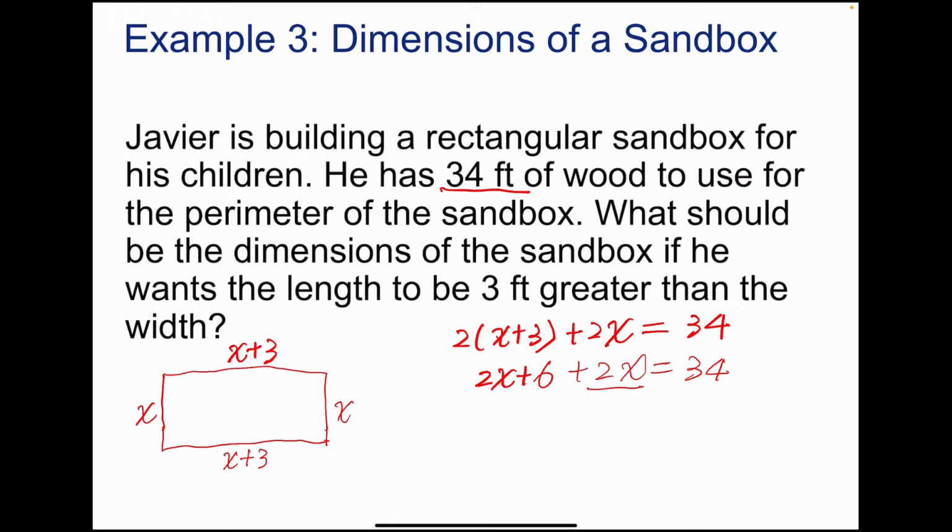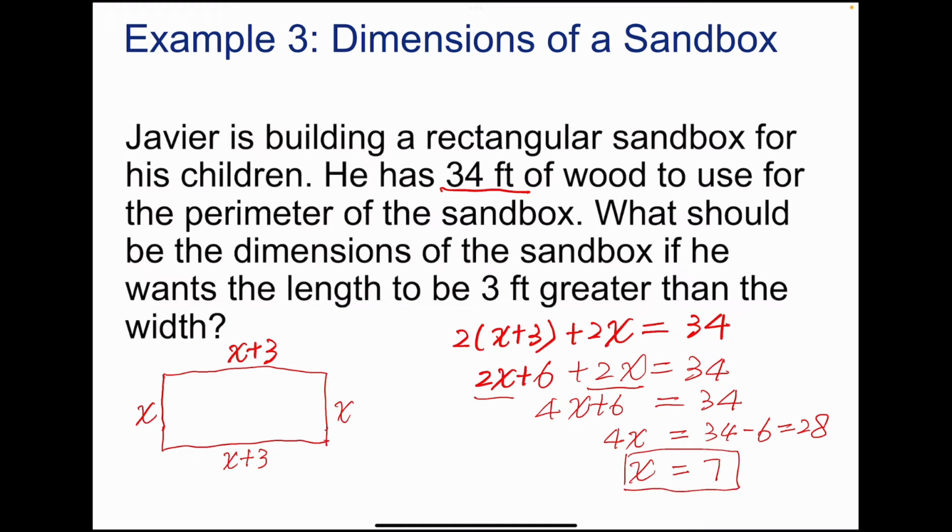Now you can combine like terms. 2x plus 2x is 4x plus 6 equals 34, and you subtract 6 from both sides, you get 34 minus 6 equals 28. And divide both sides by 4, you get x equals 7. Right? So x equals 7 meaning the width is 7.